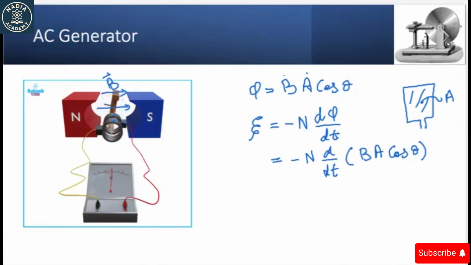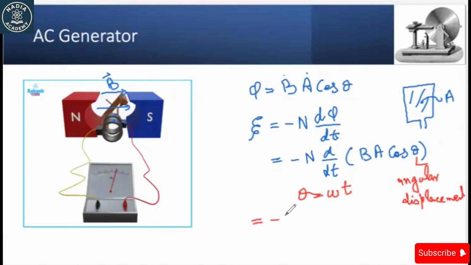So here, just to remember what this theta is: because this is rotation, the rotation of the coil, theta is our angular displacement. This angular displacement is theta equal to omega t, where omega is angular velocity or angular frequency. So if we connect all these things here, then we can very easily find that we have N.